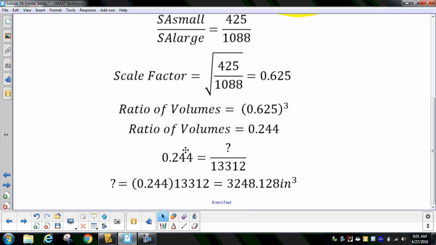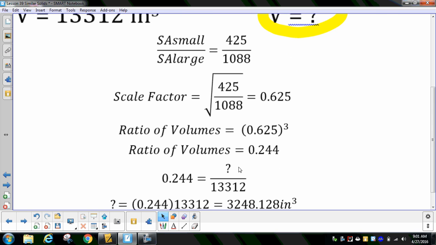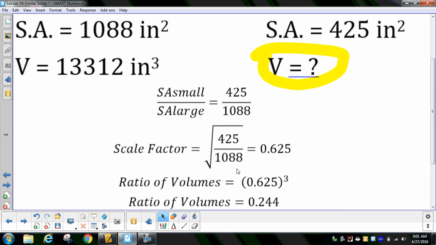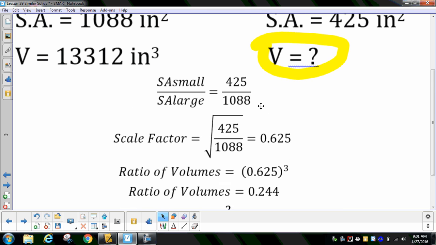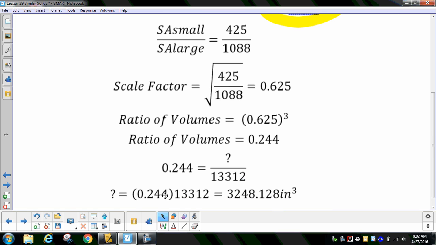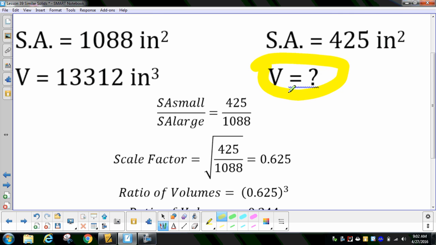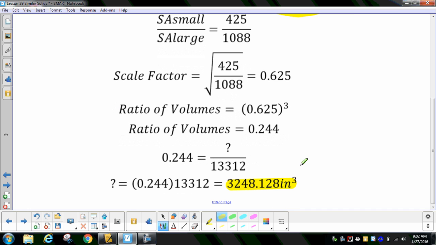We can set up an equation. The ratio of volumes, 0.244, is actually equal to little volume over big volume. Oh, I did big volume over little volume. No, I didn't. I'm sorry. I did little volume over big volume. I solved for question mark, and I got that the volume we're looking for is 3,248.128 inches cubed. And again, I was looking for the small volume, and that's smaller than this one over here, so that makes sense. Remember, volume is cubed.